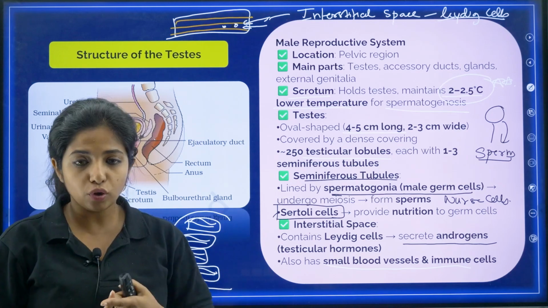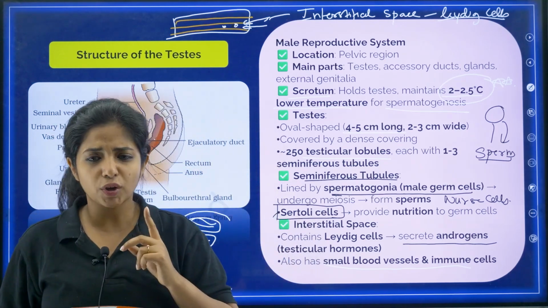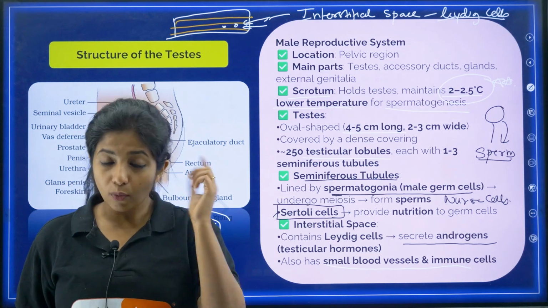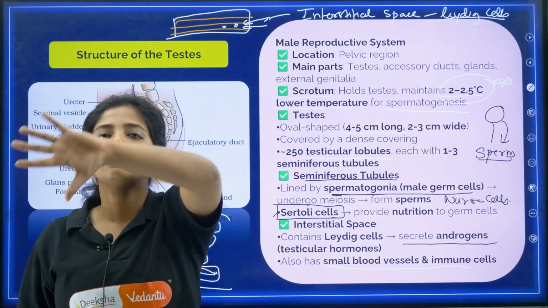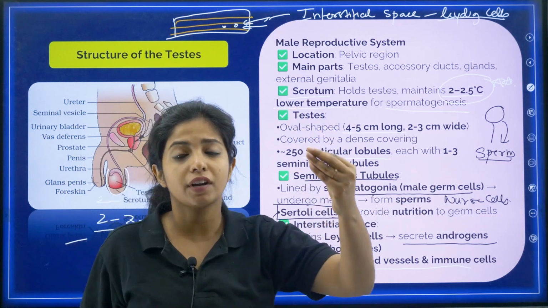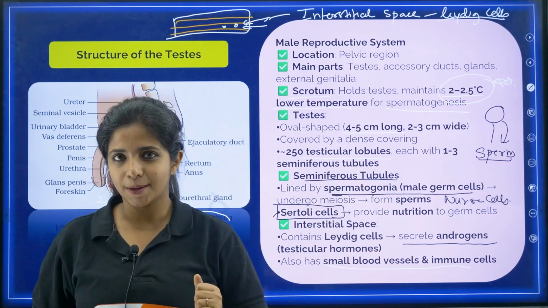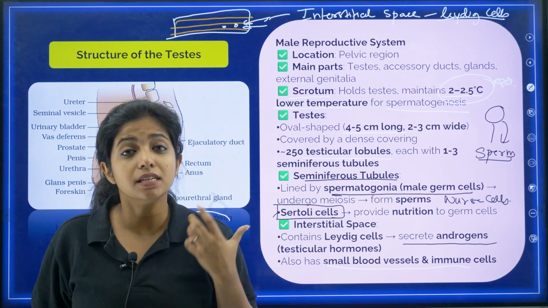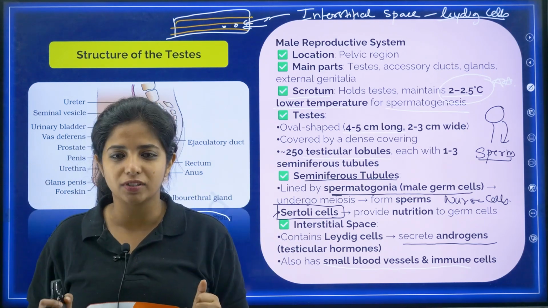Testis, 250 lobules are there, testicular lobules. Inside 250 lobules, you have 1 to 3 highly coiled seminiferous tubules, and inside the seminiferous tubules you have the spermatogonia, which would be giving rise to sperms later on. And apart from that, to provide nourishment, you have Sertoli cells, which are generally called nurse cells as well.